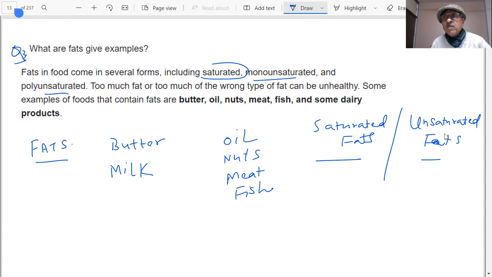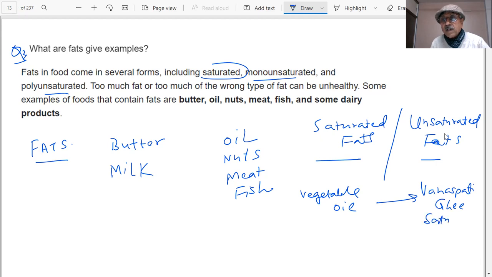सैचुरेटेड फैट्स आर वो जो घी बन जाते हैं, ये प्रोसेस करना पड़ता है. अनसैचुरेटेड फैट्स को इंडस्ट्रीज में वो क्या करते हैं कि जैसे वेजिटेबल ऑयल है, उसको वनस्पति घी में कन्वर्ट करते हैं. तो ये सैचुरेटेड फैट है. दिस इज सैचुरेटेड फैट और ये अनसैचुरेटेड फैट.